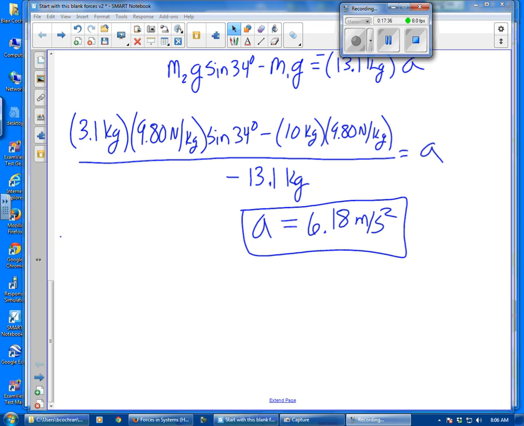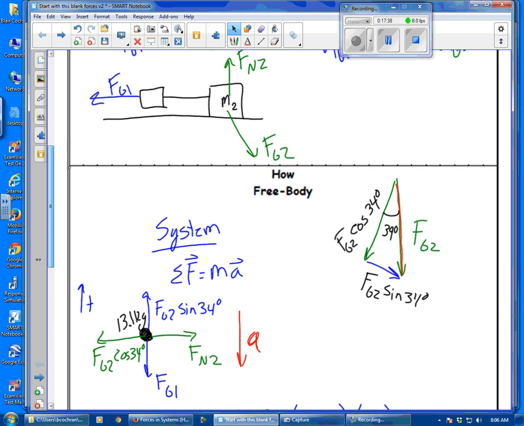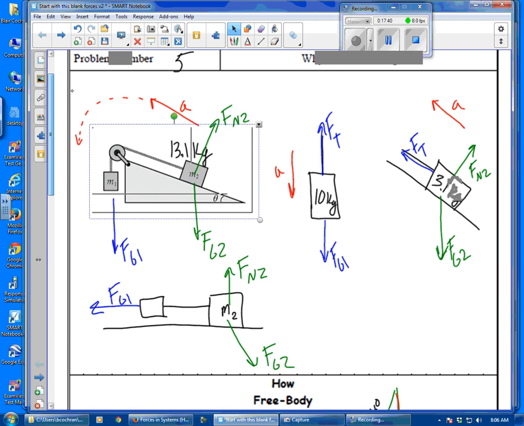Alright, so part B, the tension in the string. Need to go back up to our force diagrams and pick which body we're going to use to find the tension. Can't use the system because the tension is an internal force. So we're either left with the hanging mass M1 or the mass on the incline M2. I go with the hanging because then I don't have to do any trig, right? So I'm using the hanging mass here, M1.